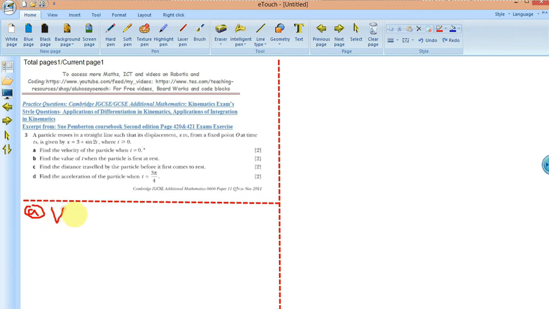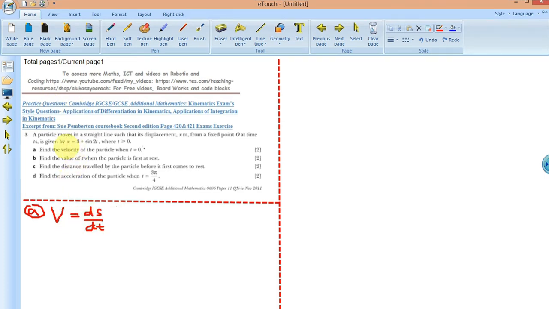So velocity v is ds over dt, differentiating the displacement with respect to time. Do you understand now? That's cool. Don't worry, we're still going to look at the integration aspect. Don't forget that whenever you are given displacement as an equation, differentiate it, and then what you have is velocity. Let me differentiate this equation now.